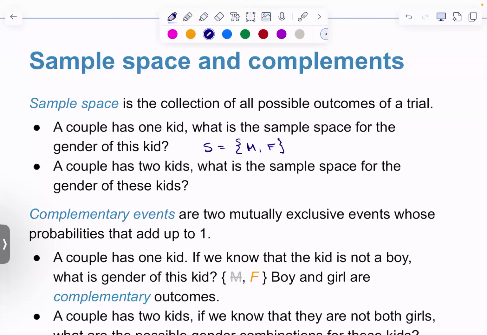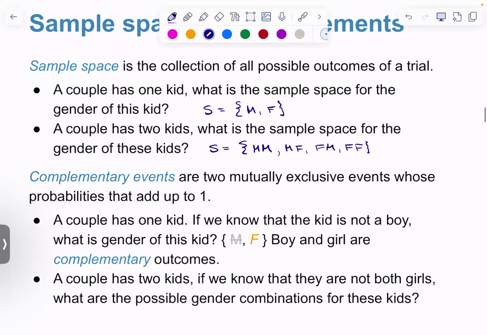And a couple has 2 kids. Well, we already saw what it was. So in that case, 2 males, a male and a female, which is different from a female then a male, or female, female. So the sample space is denoted by S.